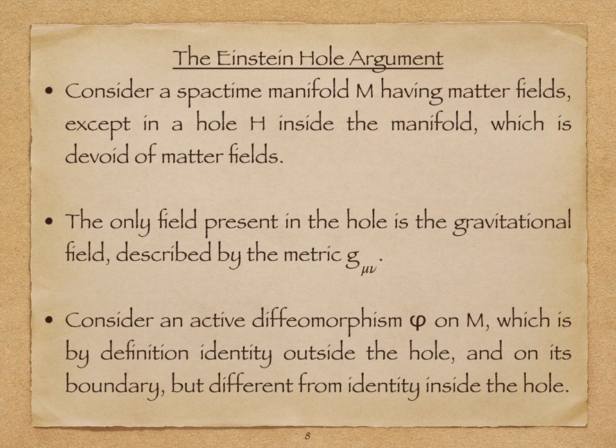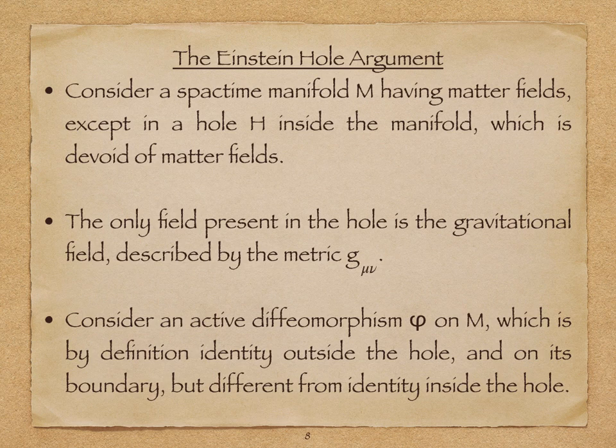So the manifold doesn't have a hole, but there's a region in the manifold which is empty of matter. So it's empty, so that's why I'm calling it a hole. There's matter everywhere around outside H, but inside this region H, there is no matter. Now, the only field present in the hole H is the gravitational field described by the metric G mu nu. It's obvious, gravity is there, no?